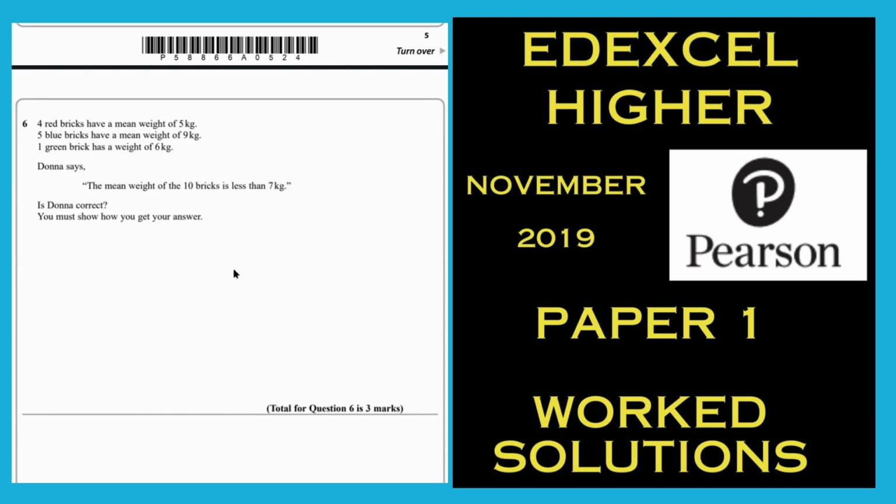Number 4, I'm reading that 4 red bricks. Number 6, again with these wordy ones, one line at a time. If 4 red bricks have a mean of 5, their total is 20, 4 times 5. 5 bricks have a mean of 9. Their total, 9 fives.